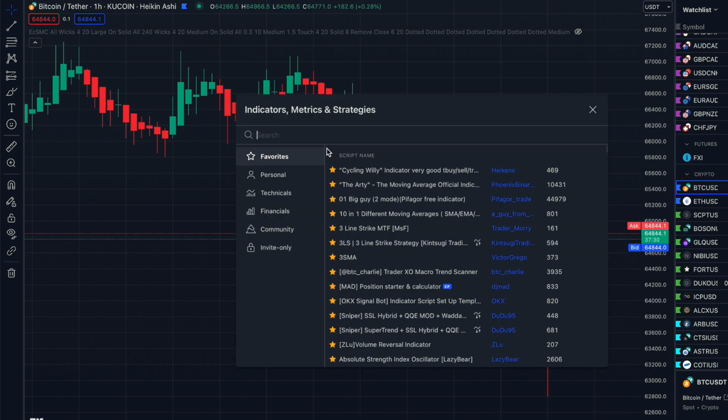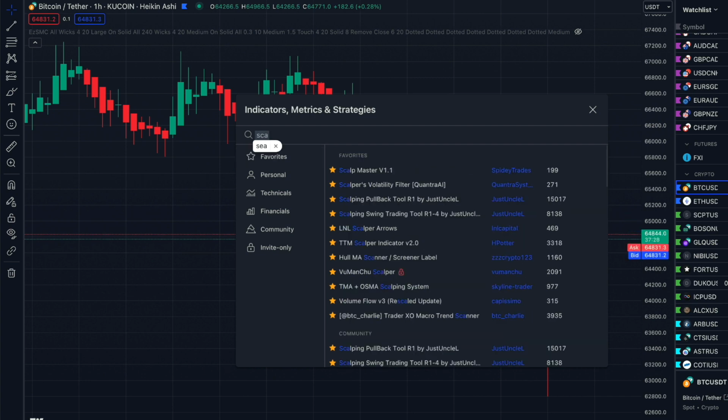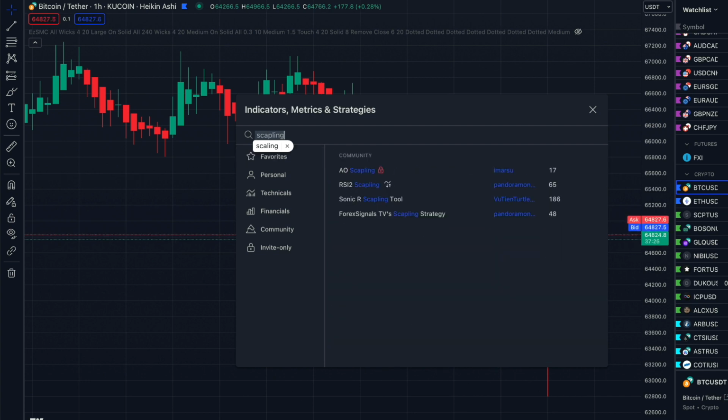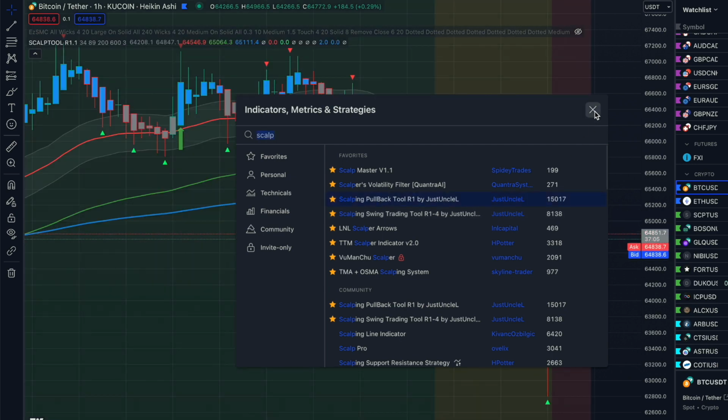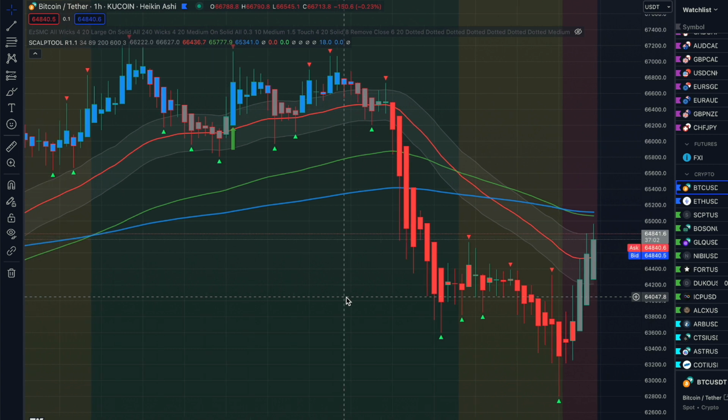So go up here and we're going to go into scalping. No, scalp. This one here is the one, actually this one here: Scalping Pullback Tool R1 by Justin Uncle. You can see the number of downloads it's had is 15,017, so we're going to select this one. This one gives us some background colors, and it also changes the candles automatically as well, but we're going to customize this setup with regards to this scalping tool.